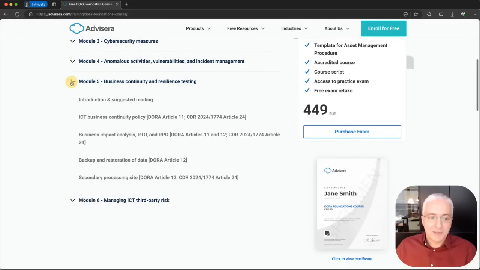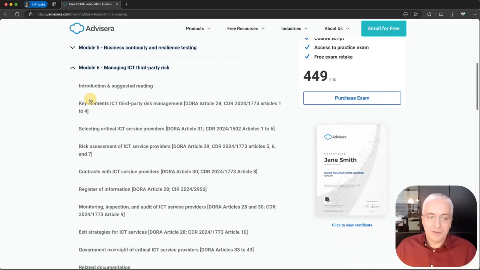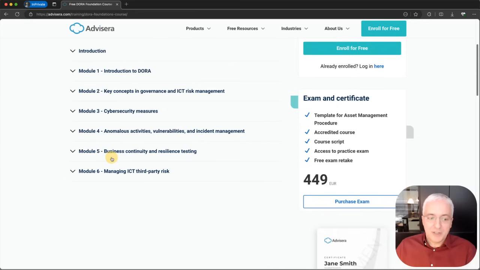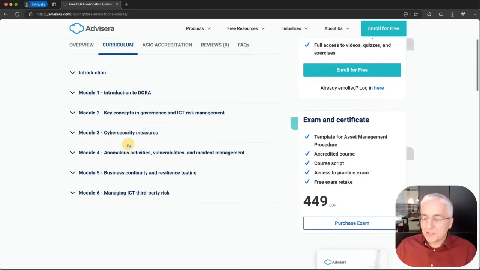And then the last module is module 6. This is around how you handle third-party ICT risks, so key elements, selecting critical ICT service providers, risk assessment of ICT service providers, what kind of clauses you have to write in the contracts with the ICT service providers, register of information, monitoring, inspection and audit, exit strategies, and government oversight of critical ICT service providers. So in general, these are the modules and lessons. Of course, different course providers might have some differences, but no matter which course provider, you should see a very similar curriculum to this.